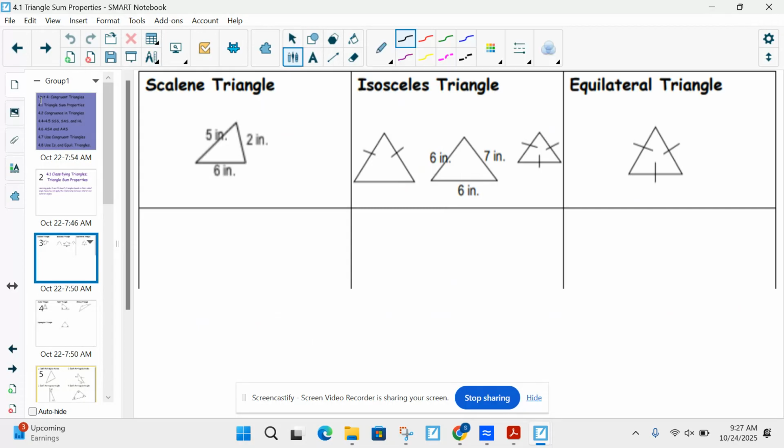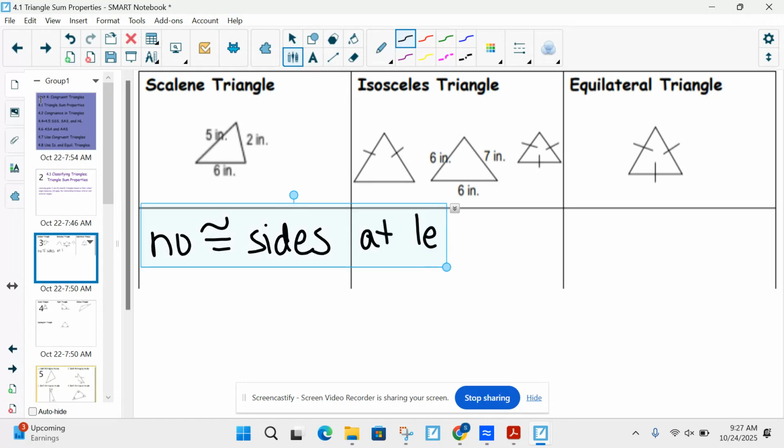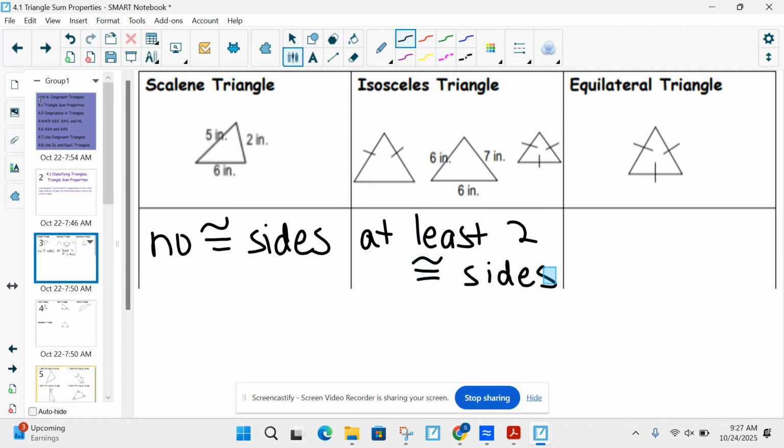So this is no congruent sides and at least two congruent sides. Now, if we're trying to say the most specific classification for a triangle and you see that all sides are congruent, you're going to call it equilateral. Okay, so this is all three sides congruent.